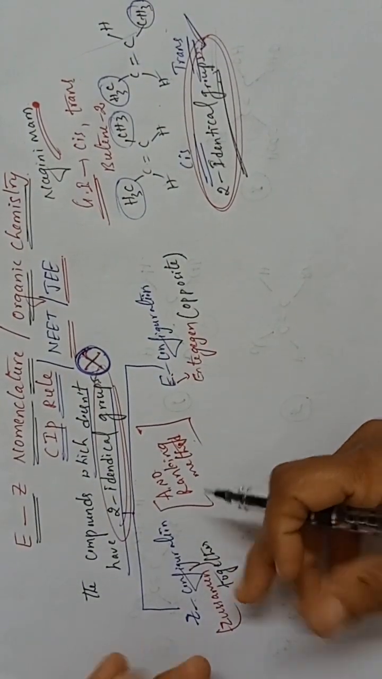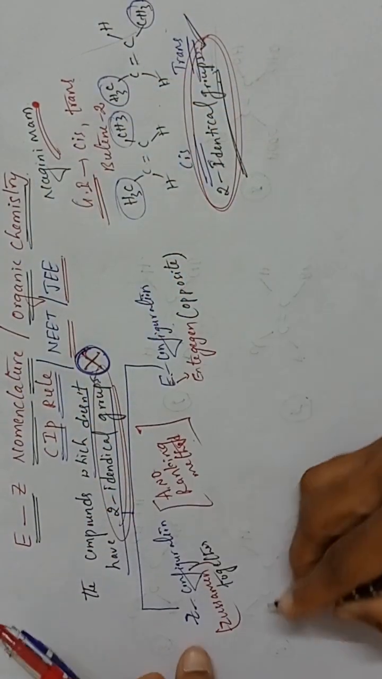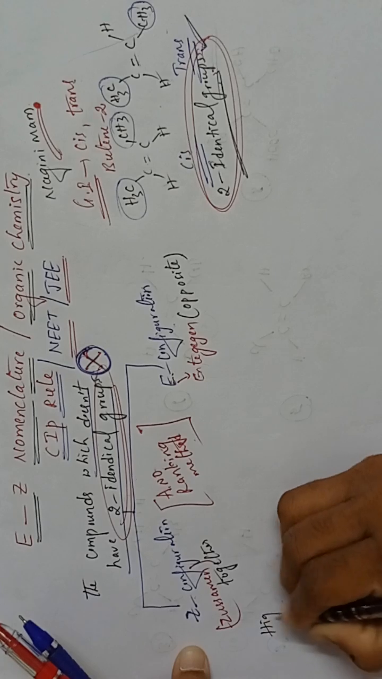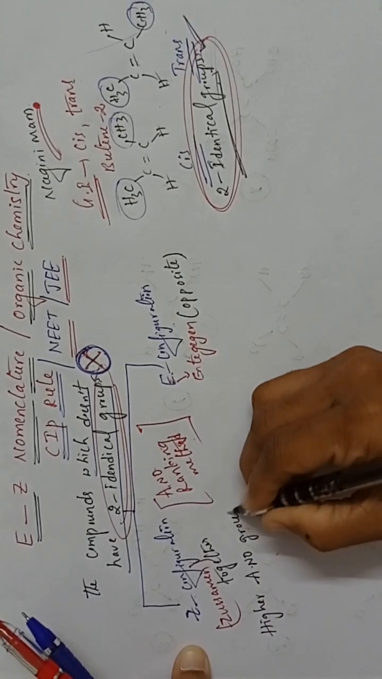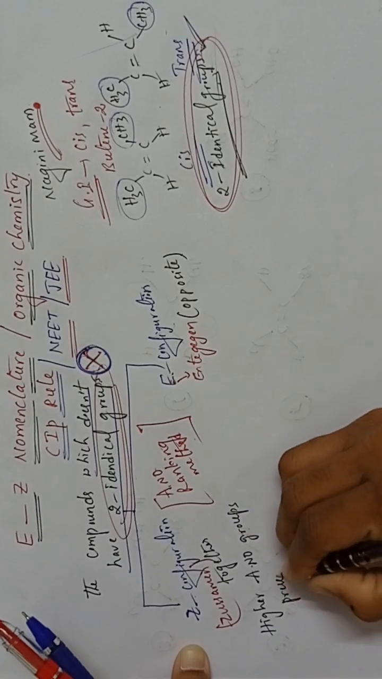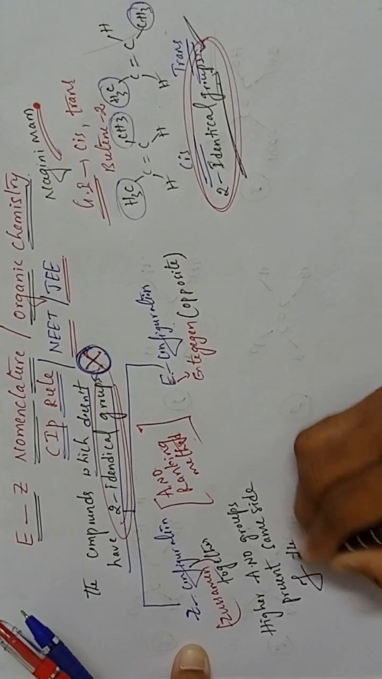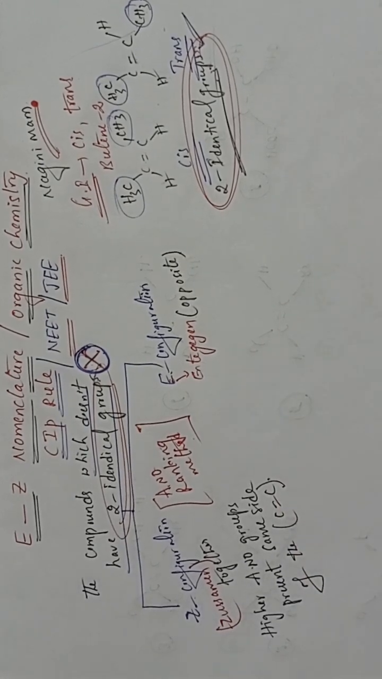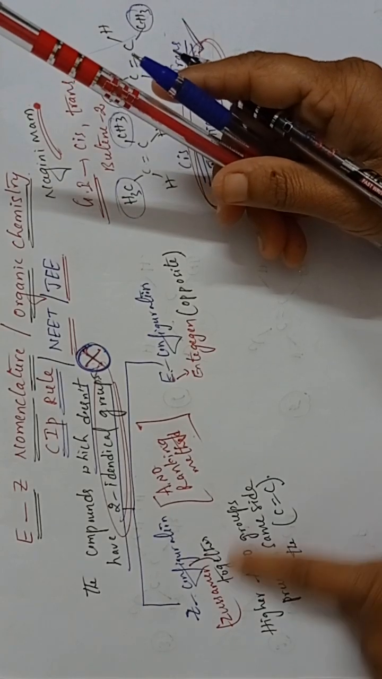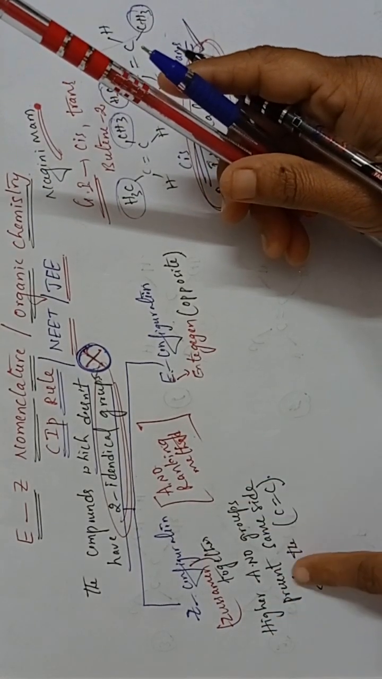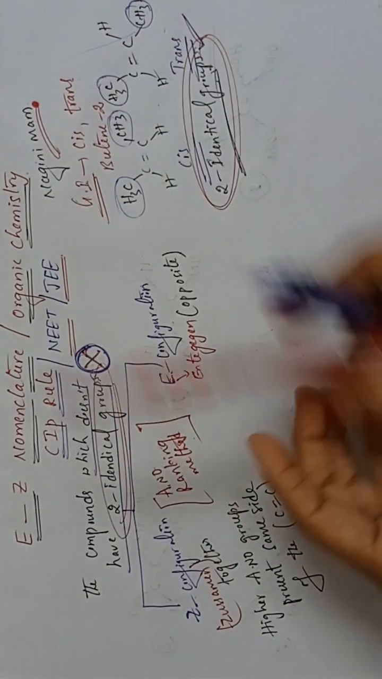See here. If the higher atomic number groups are present on the same side of the doubly bonded carbon atoms, clear? Same side of the doubly bonded carbon atoms, higher atomic number groups present on the same side, that is called Z configuration.